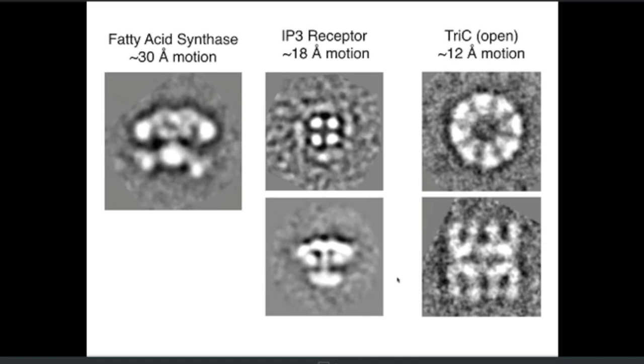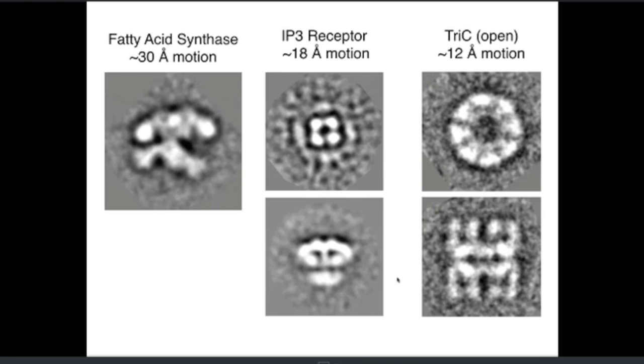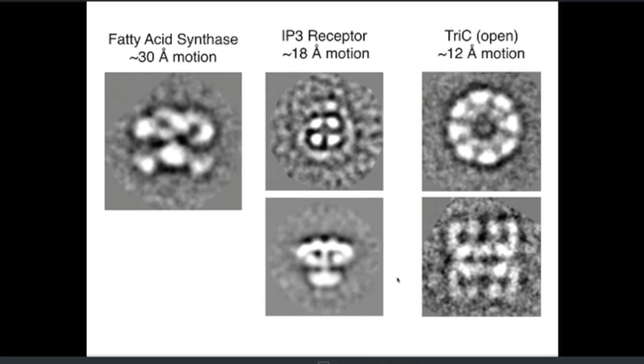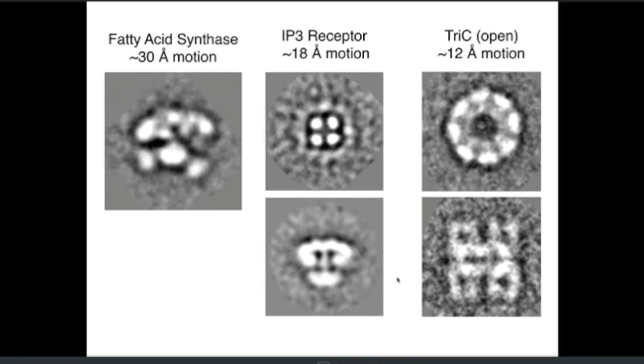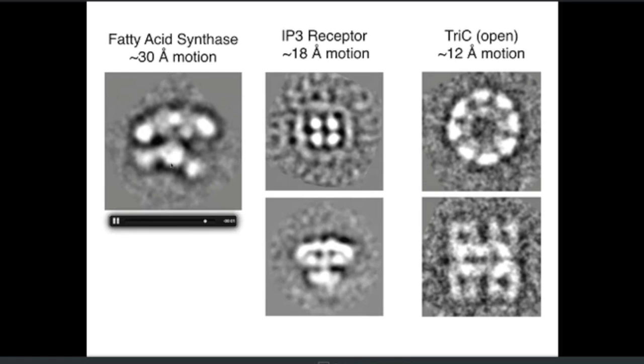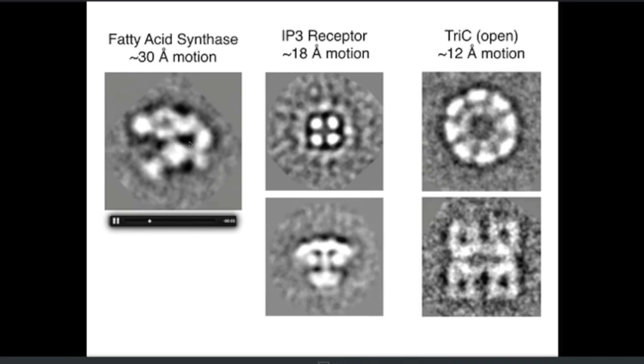Now, the images we're collecting in the microscope aren't actually moving in that way because the molecules are frozen in ice, but what we'll see is a population of particles in a variety of different conformational states. So for example, over here we see fatty acid synthase, which is undergoing about 30 angstroms of motion in solution.